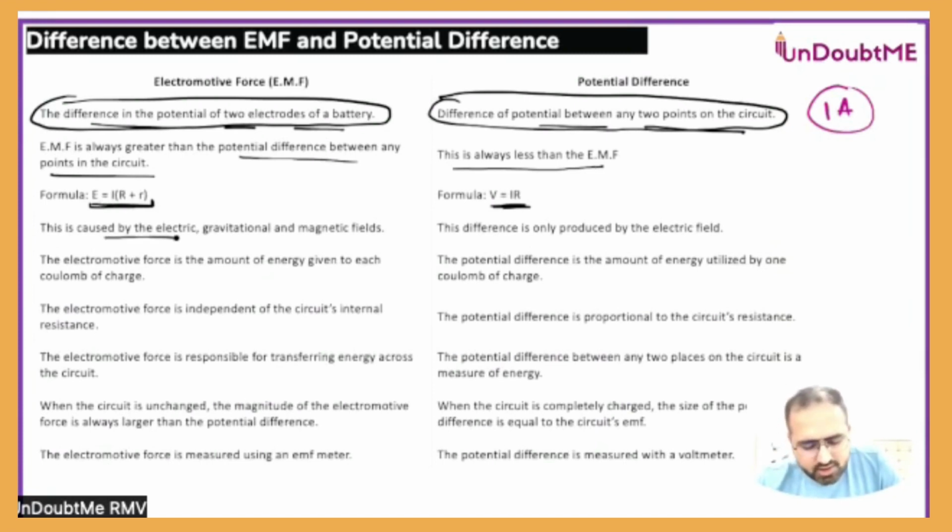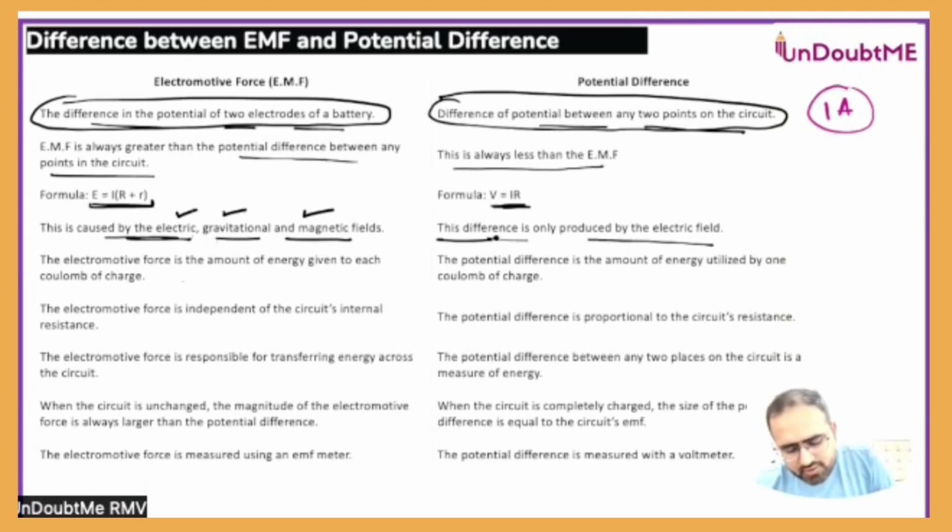Internal resistance is caused by electrical, gravitational, and magnetic fields. Everything which is connected with electricity and magnetism has all these things. Around us, we have charges. Charges can be moved with the help of forces, and forces are created by either electrical, gravitational, or magnetic fields. Gravitational force you have already seen. Electrical and magnetic force you may see in grade 12. The potential difference is only produced by the electric field.